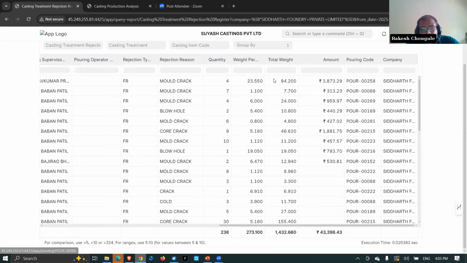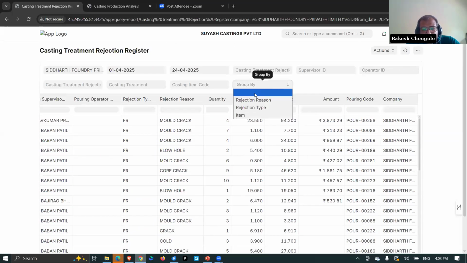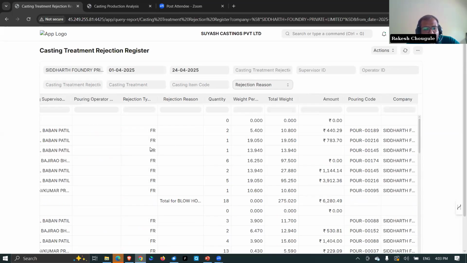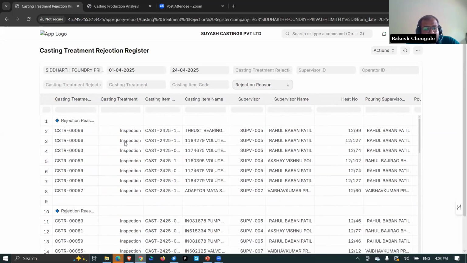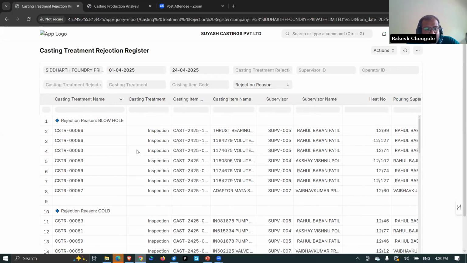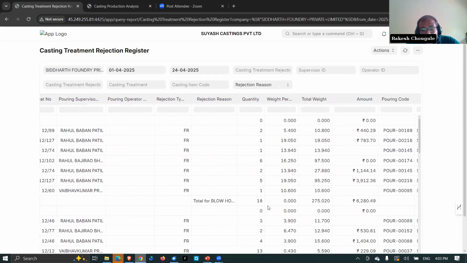its financial impact. So here you can group by the reason, and get a summary of the particular reason. Right now, during this period, because of blowholes I have 18 quantity of rejection, which is 275 kgs of rejection, and the financial amount is 6280.